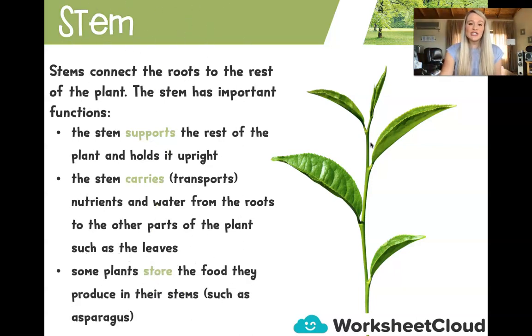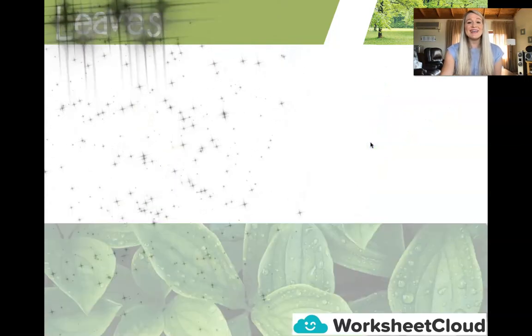Our last function of the stem is that some plants store food that they produce in their stems, such as asparagus. Now, I know when I was your age, I didn't like asparagus. I didn't like the taste of it, but as I got older, I learned to love asparagus. I particularly like asparagus on pizzas, funnily enough. So maybe as you get older, you'll like them. Or maybe some of you are sitting at home thinking, oh, I love asparagus. So I don't know. Okay, right.